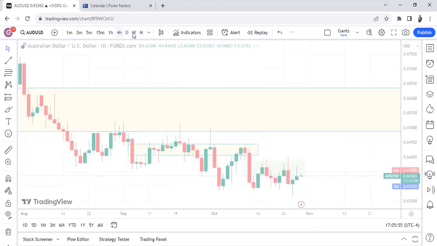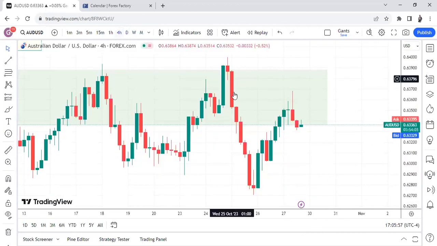On the 4 hours time frame, this is the only area of inefficiency I'm seeing here. I don't want to see it close above this zone I've marked. I don't want to see it close above this high. I want to see it trade, filling this inefficiency completely, and then go lower. That's my prognostication. I'm still bearish on AUD USD.